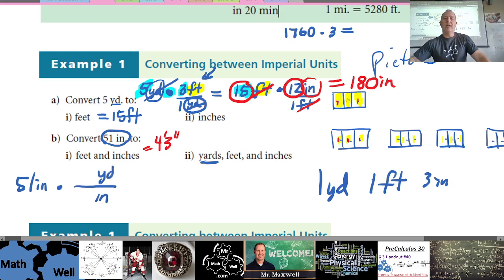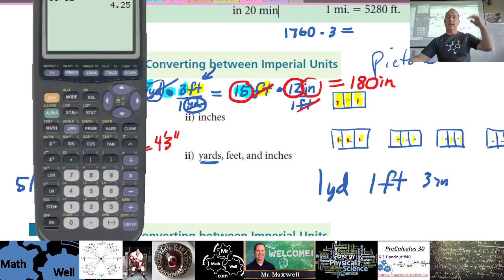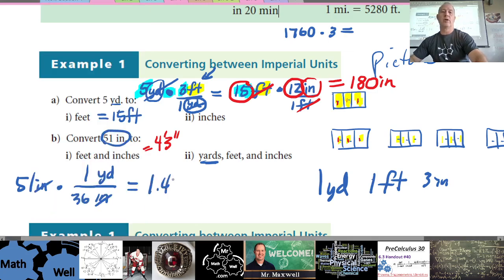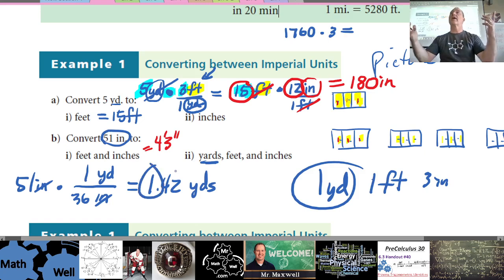You know that there are 36 inches in 1 yard, don't you? So we'll put the inches on top and inches on the bottom so they cancel out. That's our first multiplication. That gets me yards. So what's 51 divided by 36? 51 divided by 36 is 1.42. Now that's yards, okay? So this is where our 1 full yard comes from. I have 1 full yard. Now I've got to deal with this 0.42 yards, don't I?